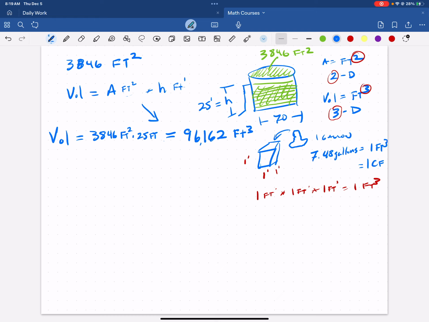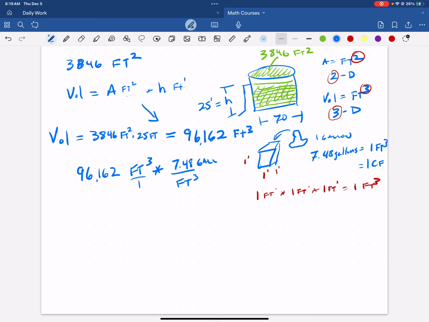We're going to go into here, into that cubic foot. So let's do a conversion. And we talked yesterday about unit conversions. 96,162 feet cubed times, we want cubic feet on the bottom because this is acting just like a number, over 7.48 gallons. Okay? And unit conversions, we talked a little bit yesterday. So this is basically over 1. And you treat the foot cubed just like a number here.